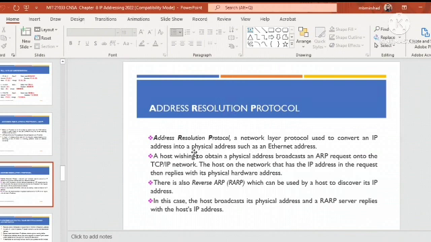Then next one, basically, as I said, is a network layer protocol used to convert an IP address into the physical address. Then you have another one, reverse ARP, RARP, which can be used by a host to discover its IP address. Both are in a similar fashion.